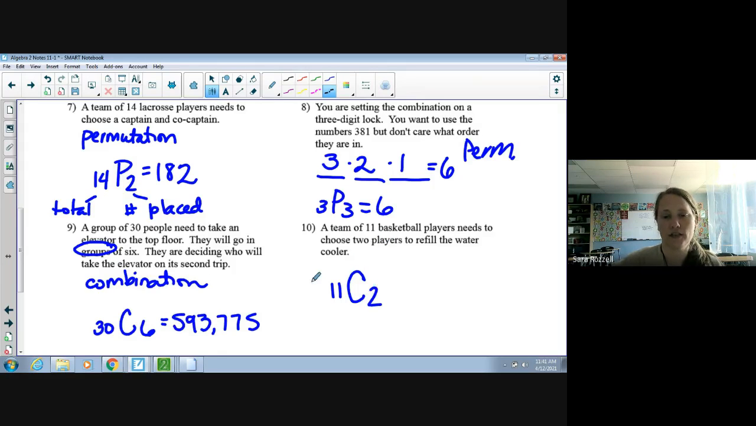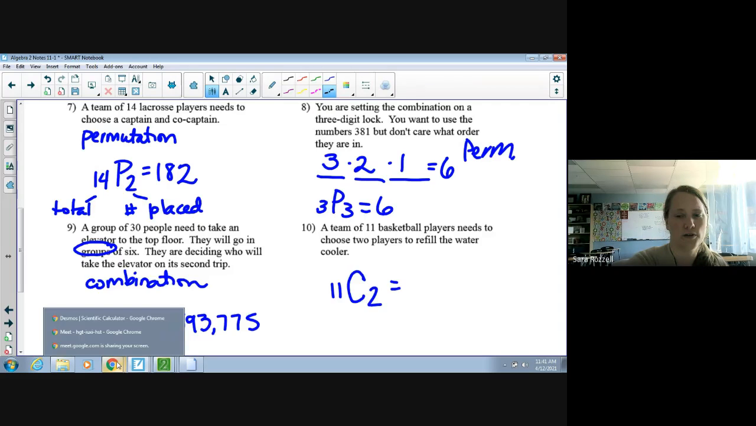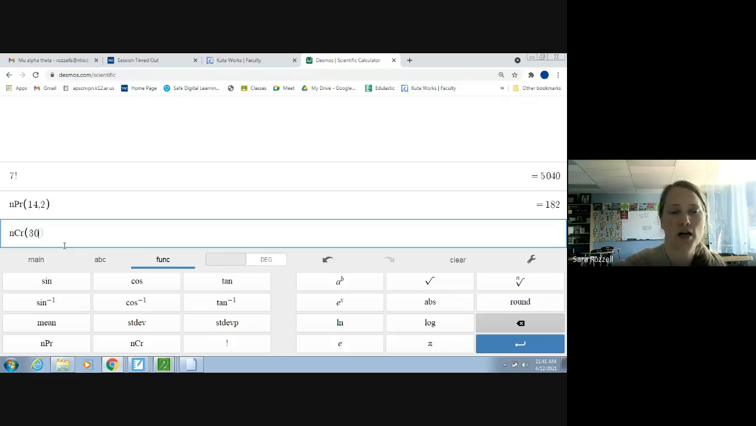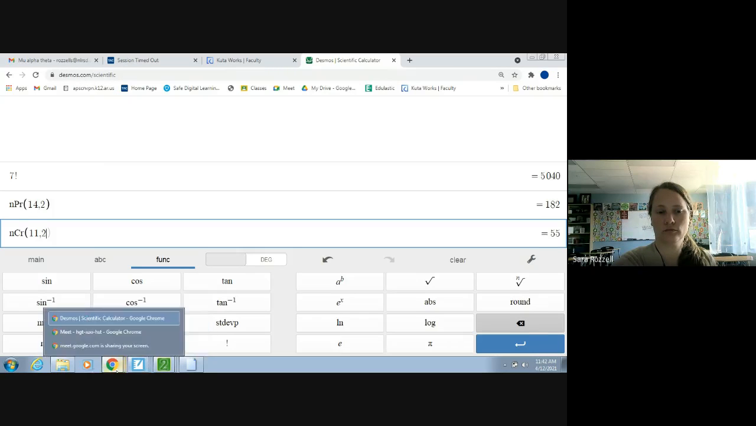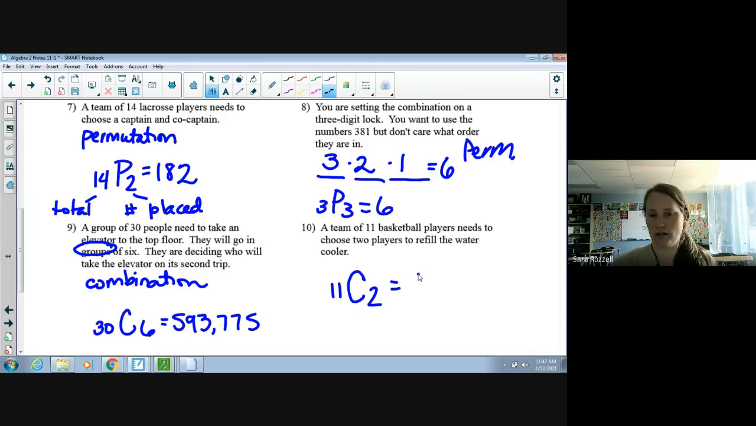So 11 C 2, if we type that into Desmos, I think it's 100, no, it's not 110. I think it's 55, but we'll double check. Just did that in my head, so it could be wrong. 55, okay. And that is 55.